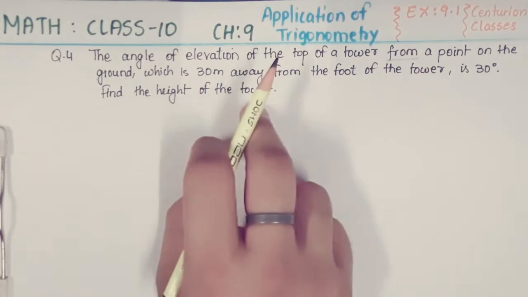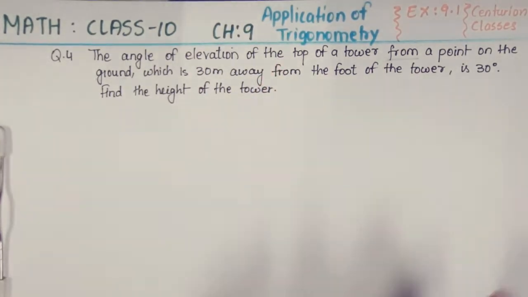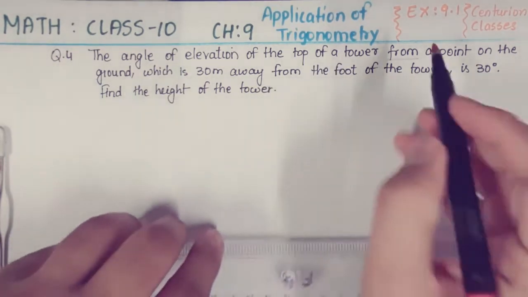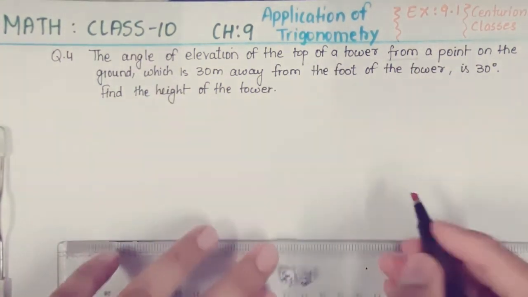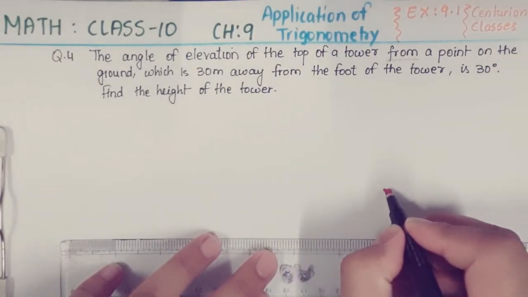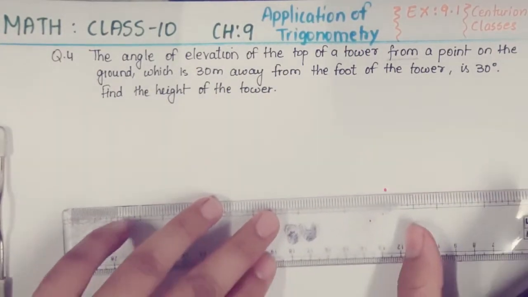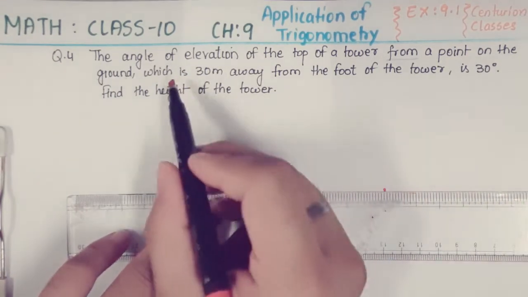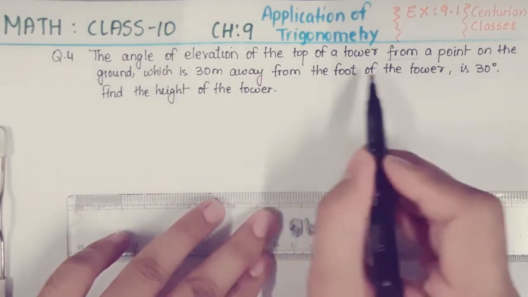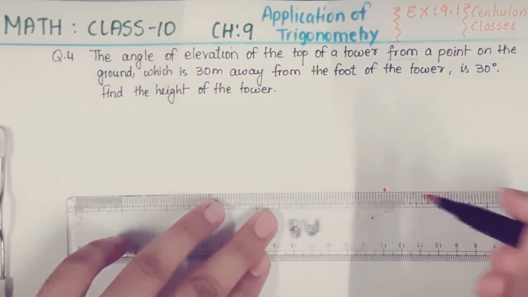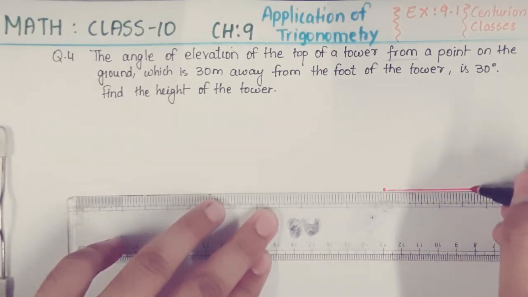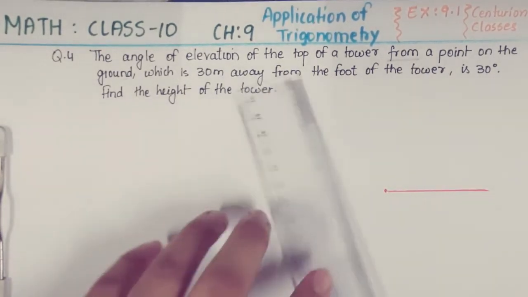So we need to understand the question, and accordingly we will draw the diagram. So I'll draw the diagram now. The angle of elevation of the top of a tower from a point on the ground. So let this point be here, which is 30 meters away from the foot of the tower.